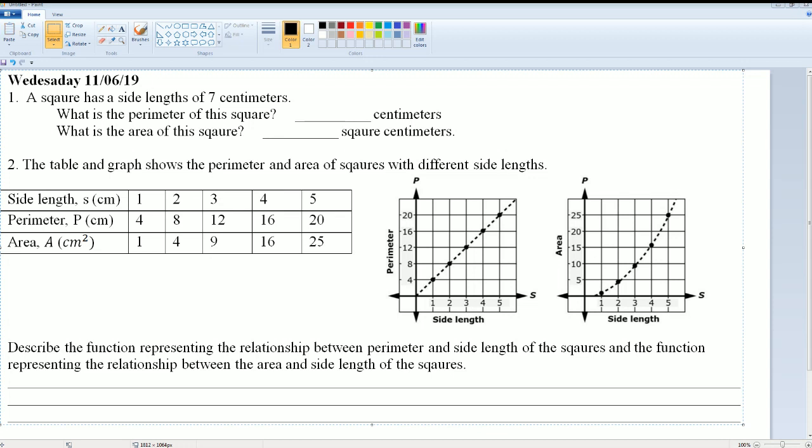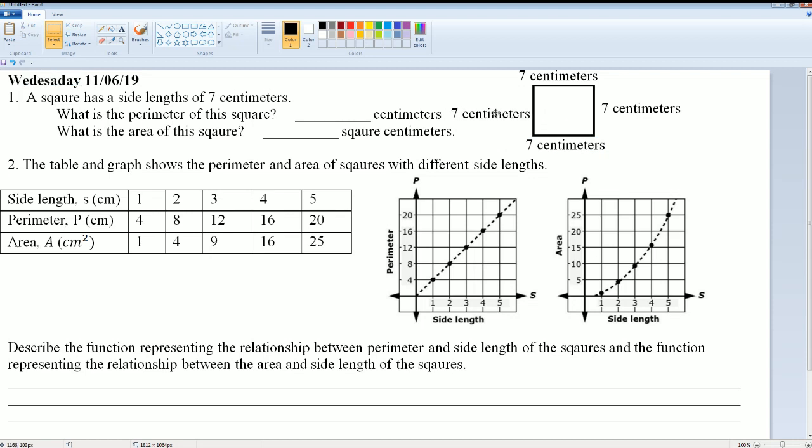So number one, a square has a side length of 7 centimeters. We're looking for the perimeter, then the area. So what is a square? Let's look. This is almost a square. And they say that the value here is 7 centimeters. Okay, the side length is 7 centimeters. So this is 7 centimeters. And all the sides for a square are the same, so that's also 7 centimeters. That is also 7 centimeters. And to the left is also 7 centimeters.